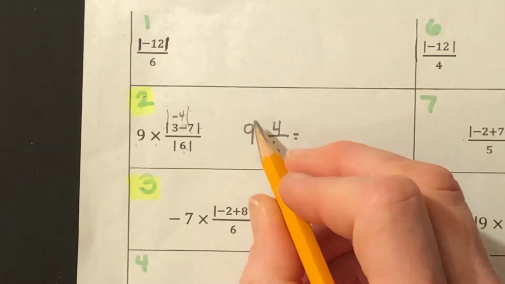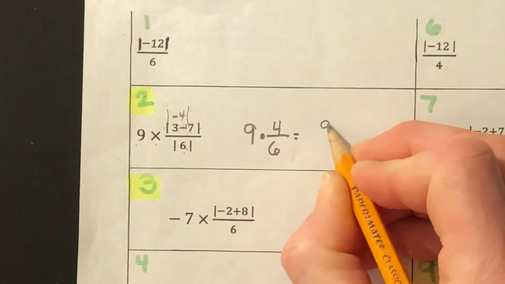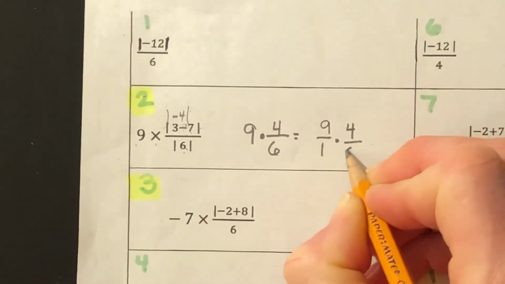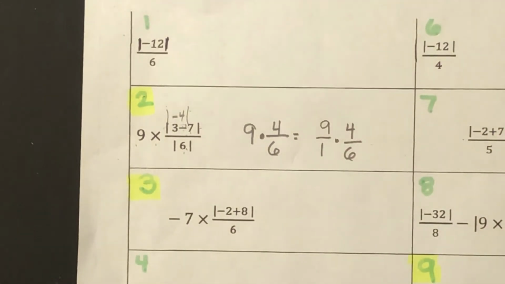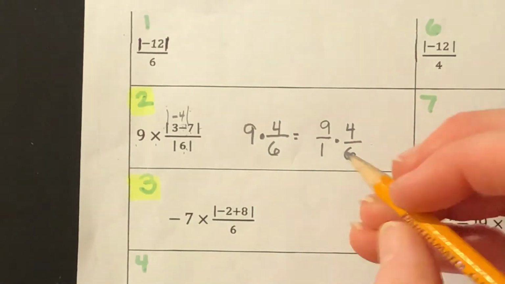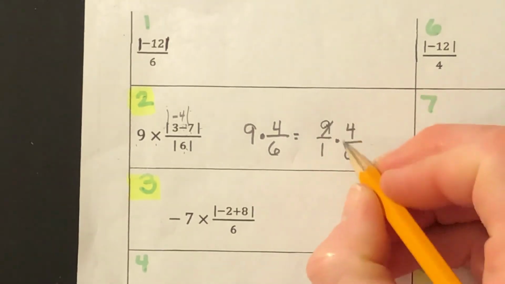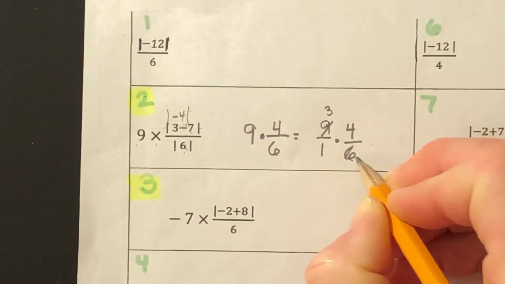I'm going to convert this to a fraction. 9 over 1 times 4 over 6. You know what I see? I see that I can cross reduce. Make it a little easier. These both reduce by 3. 3, 2.